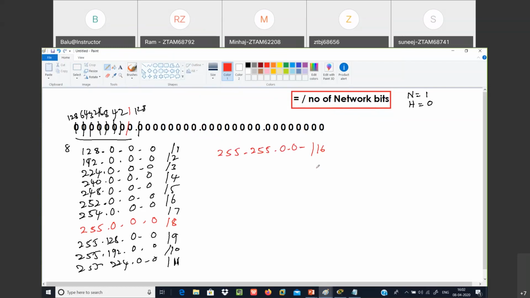Now my requirement is a /24 subnet mask. 24 network bits means 8 plus 8 plus 8. So /24 is 255.255.255.0. Perfect.